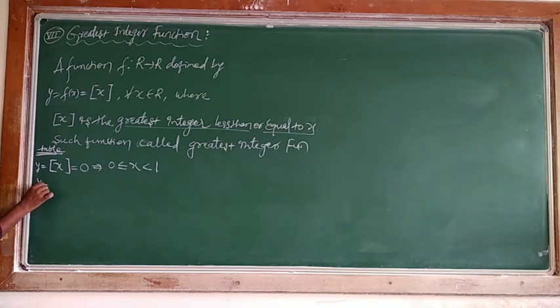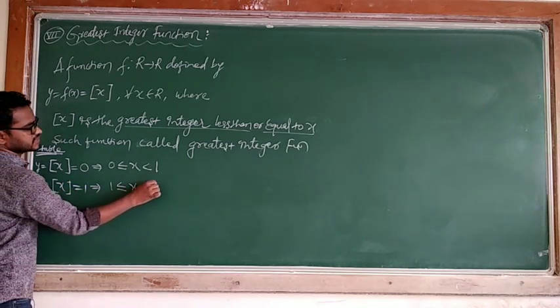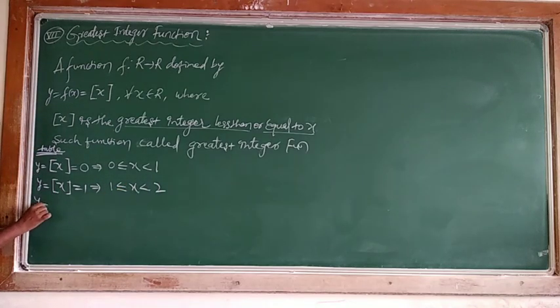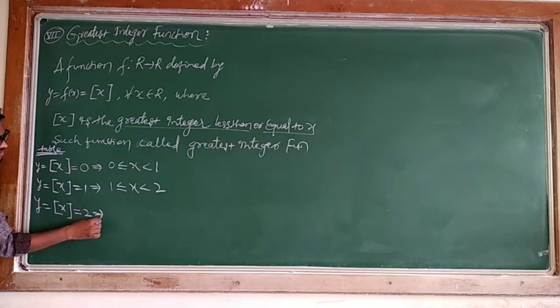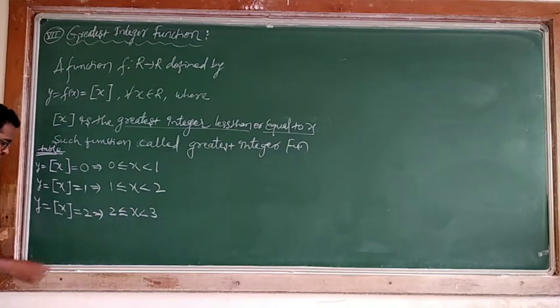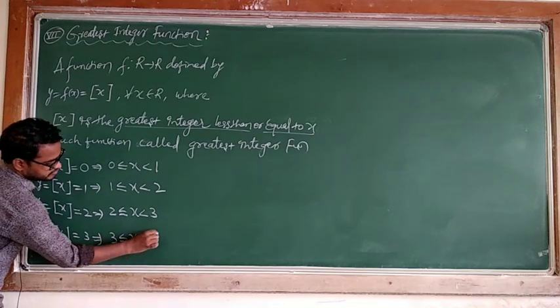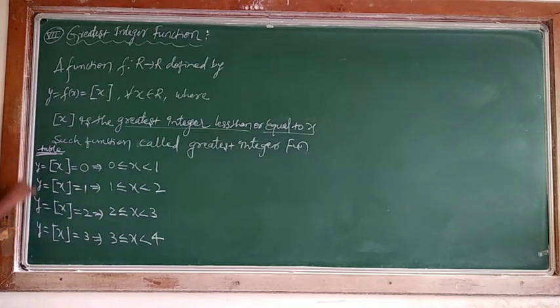Now y is equal to 0. When y is 1, it implies that 1 is less than or equal to x, x is less than 2. When y is 2, it implies that 2 is less than or equal to x, x is less than 3. When y is 3, it implies that 3 is less than or equal to x, x is less than 4. This is the definition. Following this you will get the values. Like I took 0 to this, now I will take minus 1.